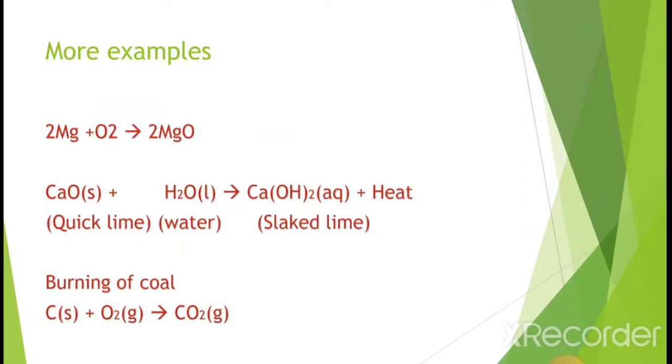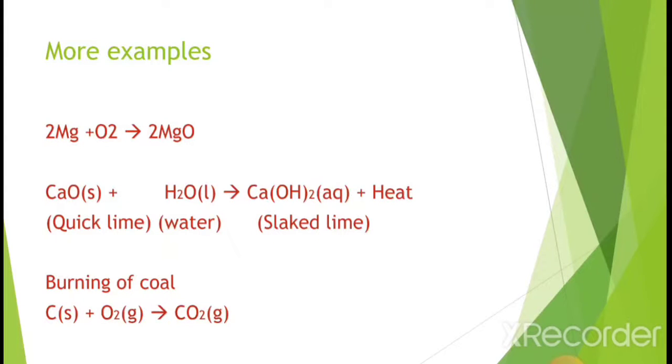Next, some more examples. First, in this lesson we saw the example of magnesium reacting with oxygen. We can take this equation for a combination reaction. When magnesium reacts with oxygen, it gives magnesium oxide. And in the reader, the example is this one: calcium oxide, when it reacts with water, gives calcium hydroxide and releases heat.